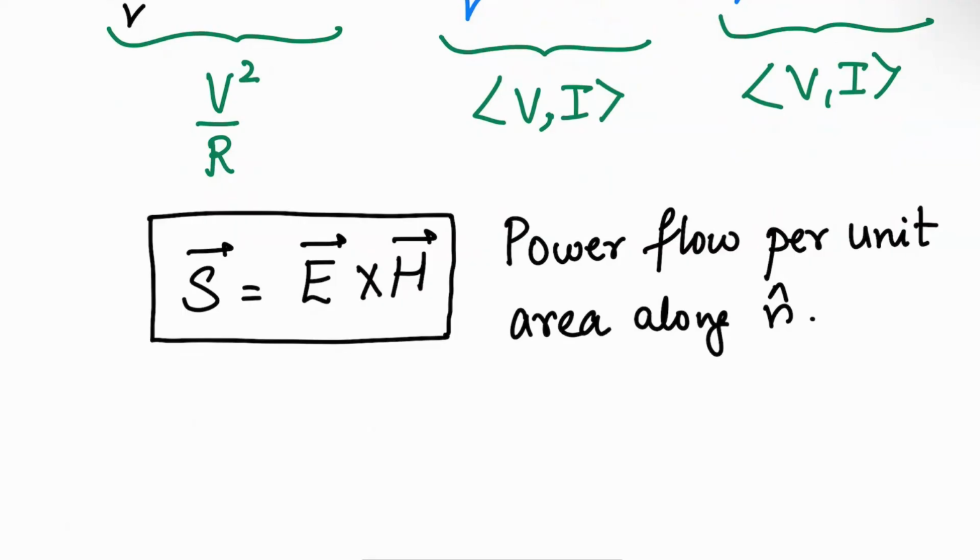So essentially you take a patch of area, it has some normal component. You calculate how much power is flowing through this. You take the limit as this area goes to 0. And that will be a constant quantity, and you can assign that as the amount of power flowing through this point. And that's what is known as the Poynting vector.